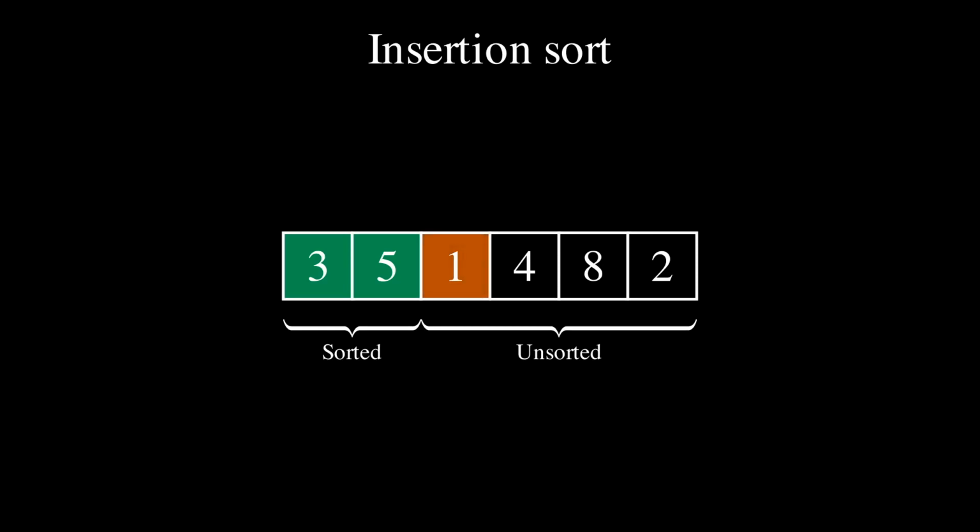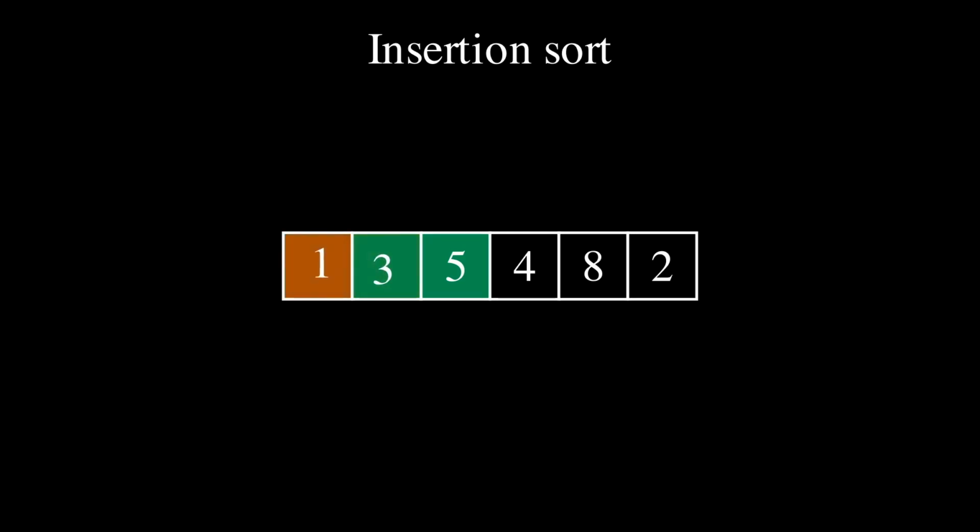Next iteration, we start from the third element. 1 is less than 5. We swap 1 and 5. 1 is less than 3. We swap 1 and 3. The left side is sorted.